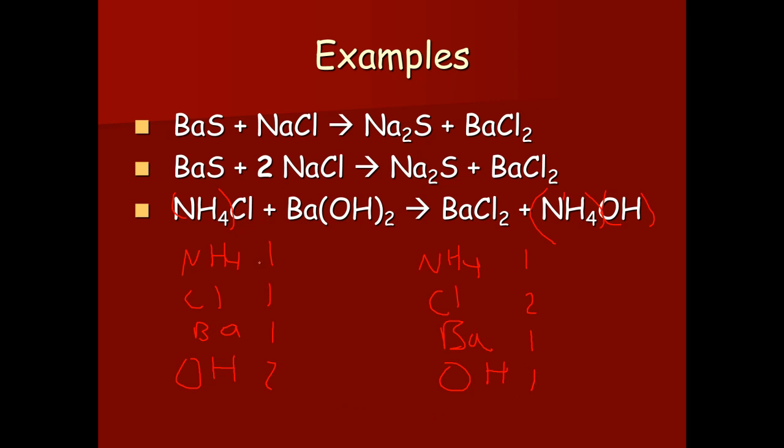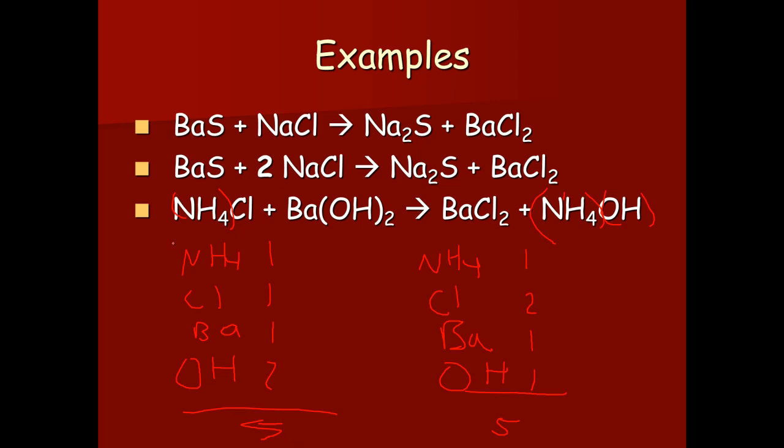Well, let's look at it. Now, if we just count the atoms, we have 5 atoms and 5 atoms, but they're not the same. 1 and 1, that's good. Ooh, 1 and 2, not good. And 1 and 1, good. And 2 and 1, not good. Okay, so ammonium seems to be good. Barium seems to be good. Chlorine and the hydroxide are not.